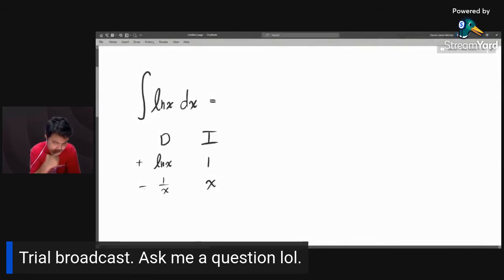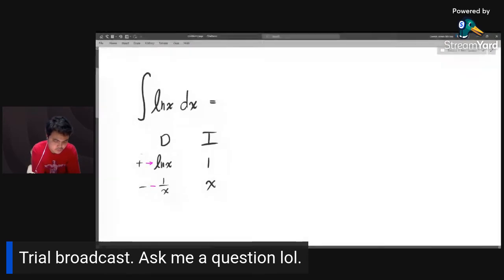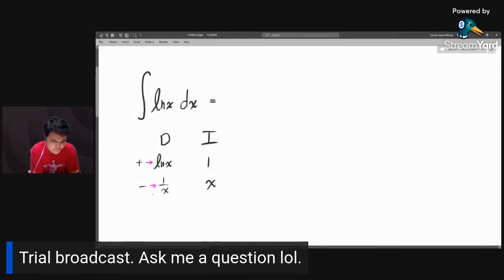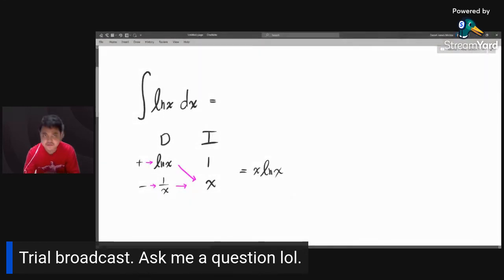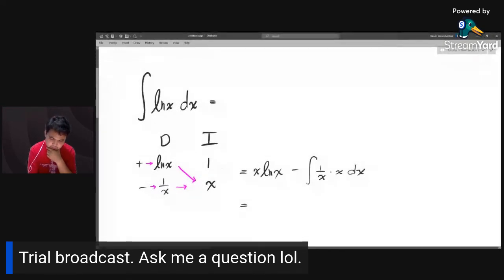yan yung alternating signs natin. Okay. So our integral here is positive x ln x, and then minus the integral of 1 over x times x. Okay.